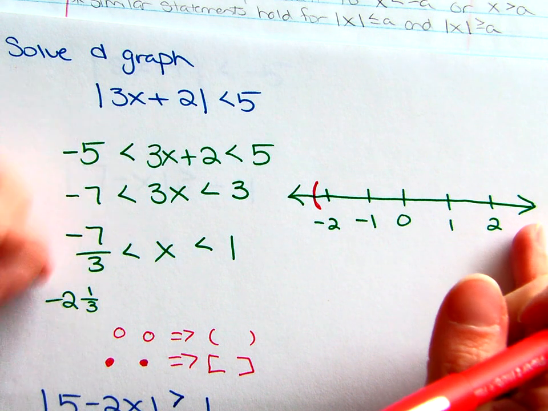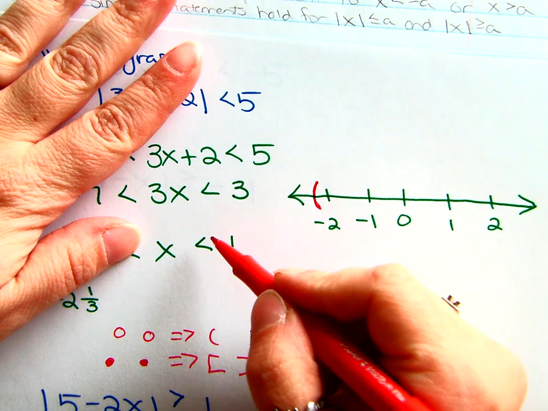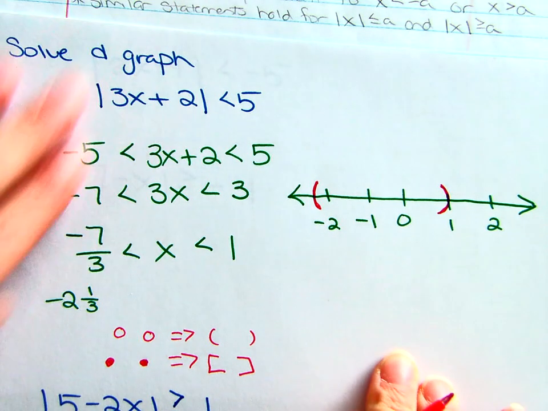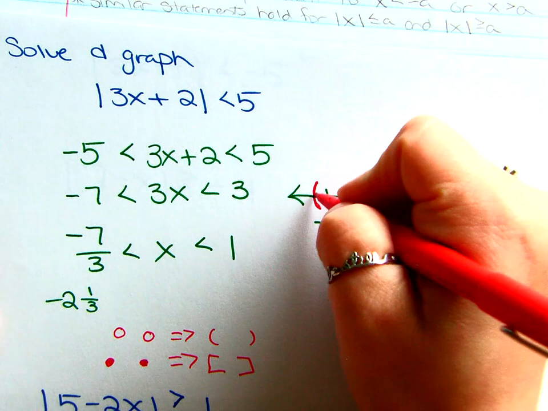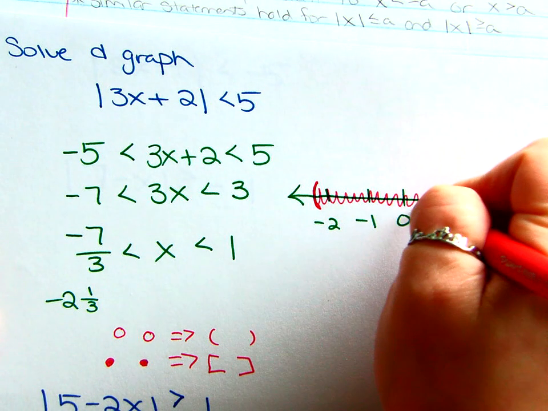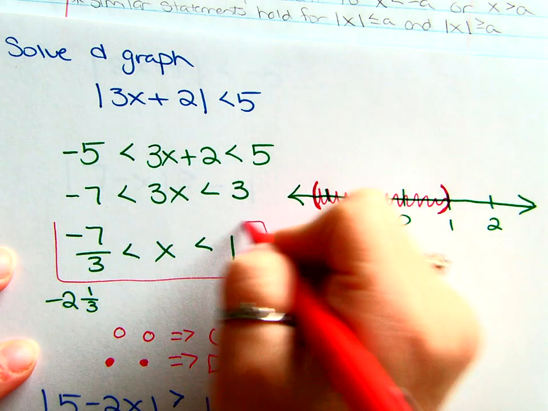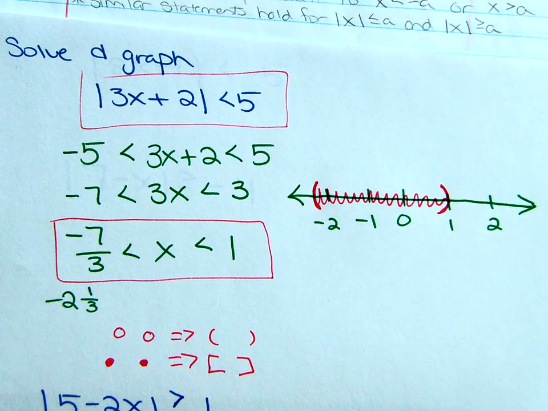The other half of my inequality states that x has to be less than 1. So at 1, I'm going to put the other parenthesis opening towards the middle. All of these values that lie in between are the values that would actually work for this absolute value inequality. Anything outside of that range would not work. When you have an absolute value less than a positive number like this, you will always have a situation where the middle gets shaded in, as it were.